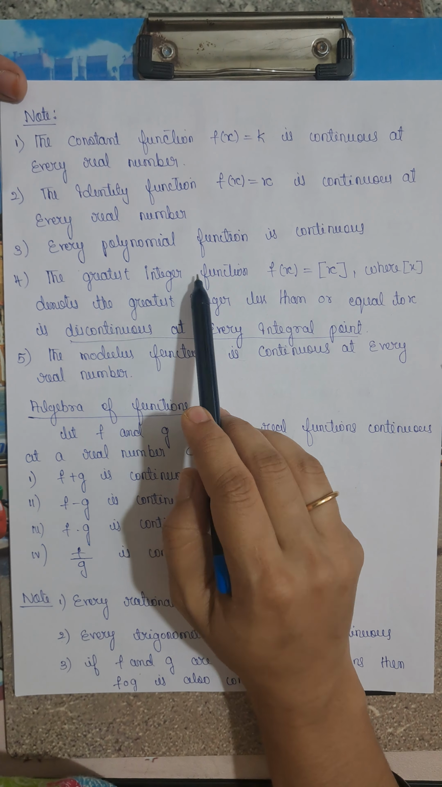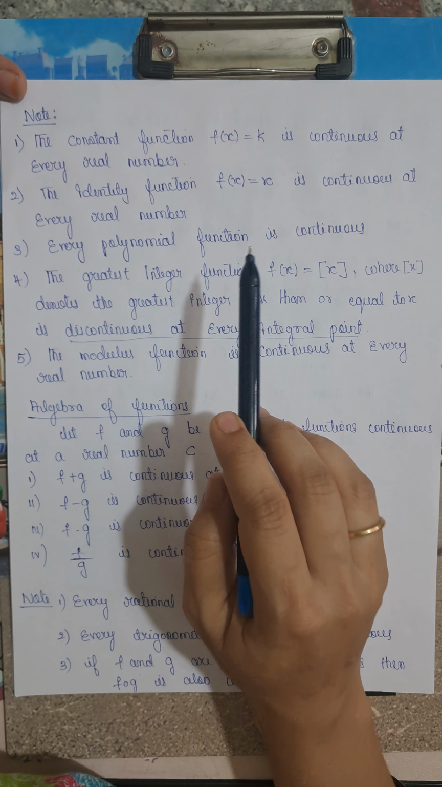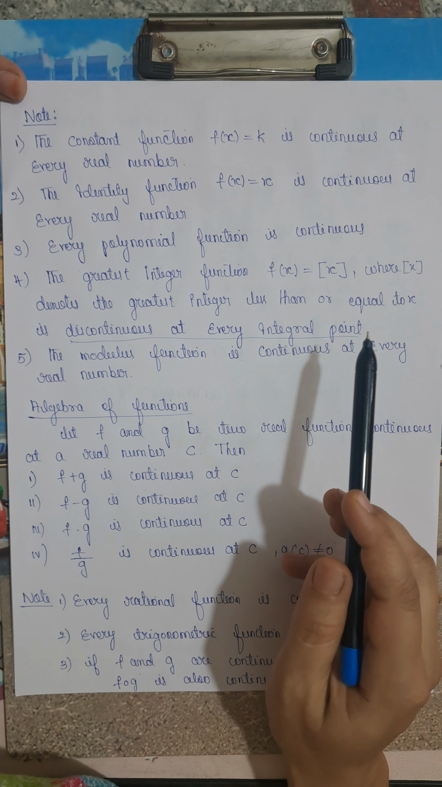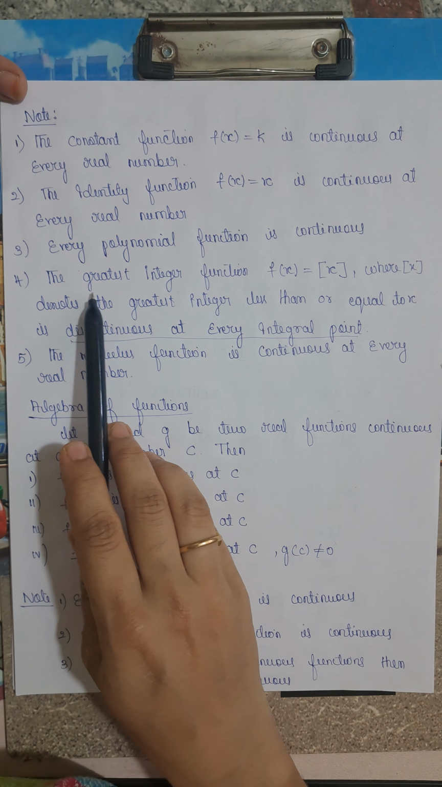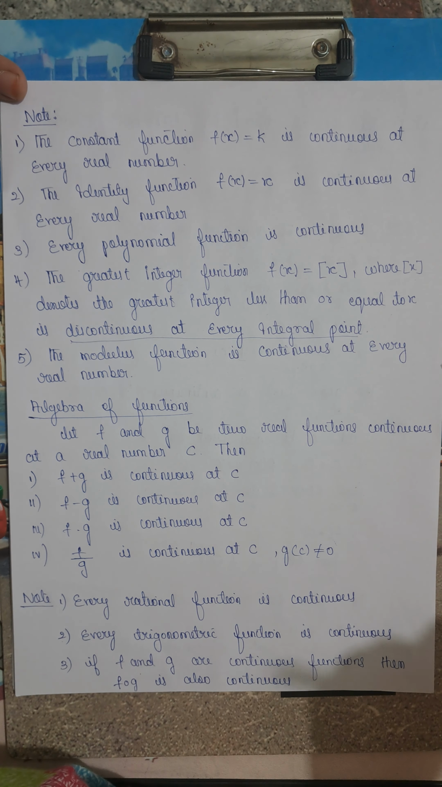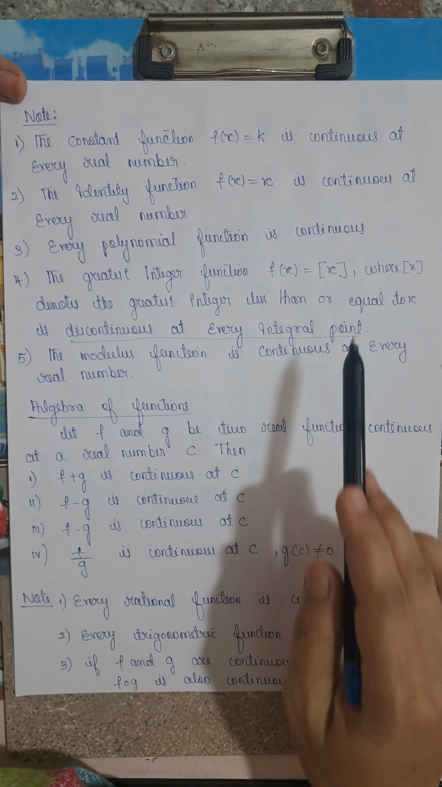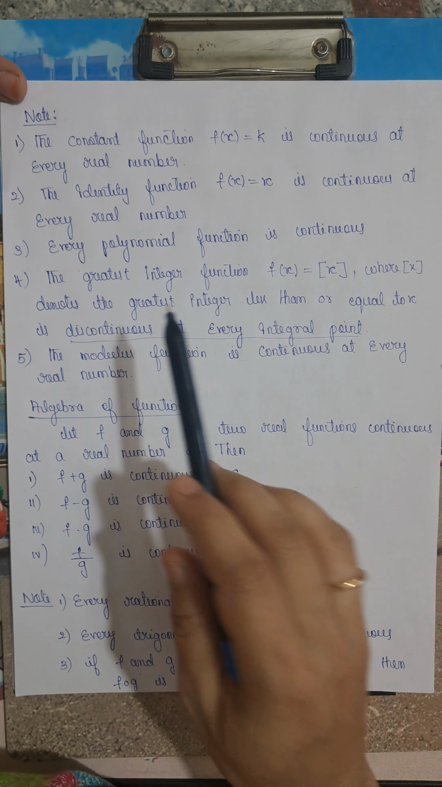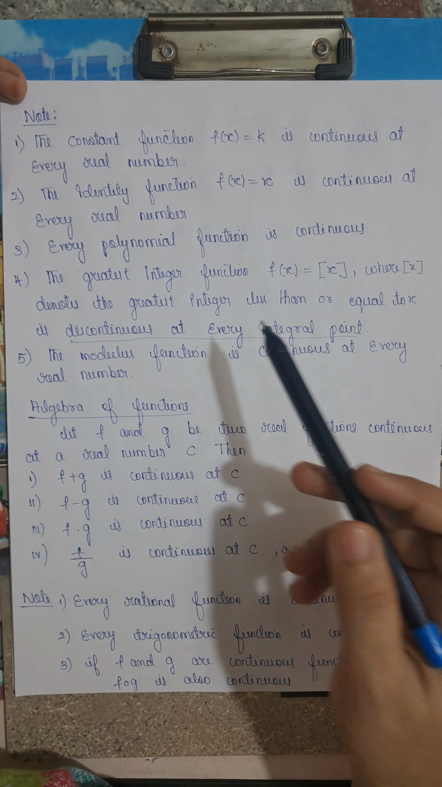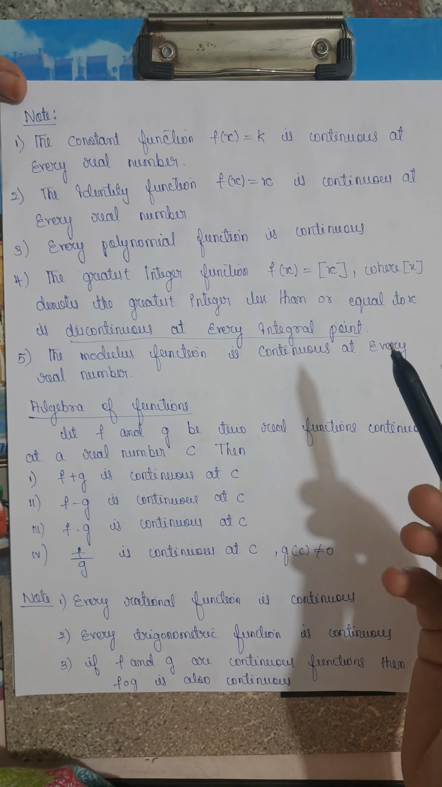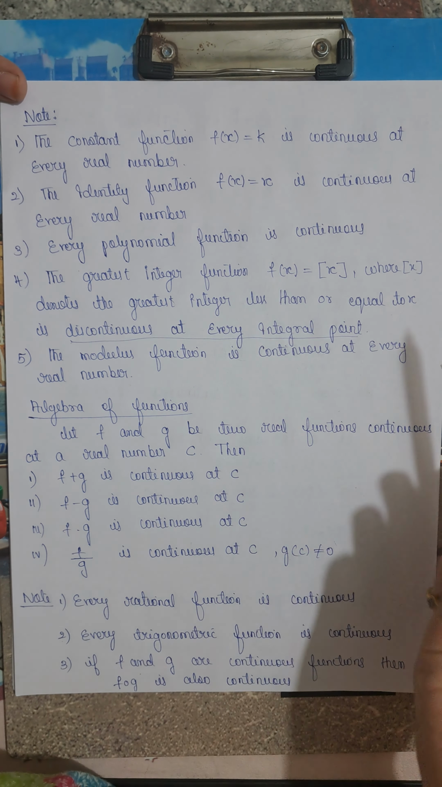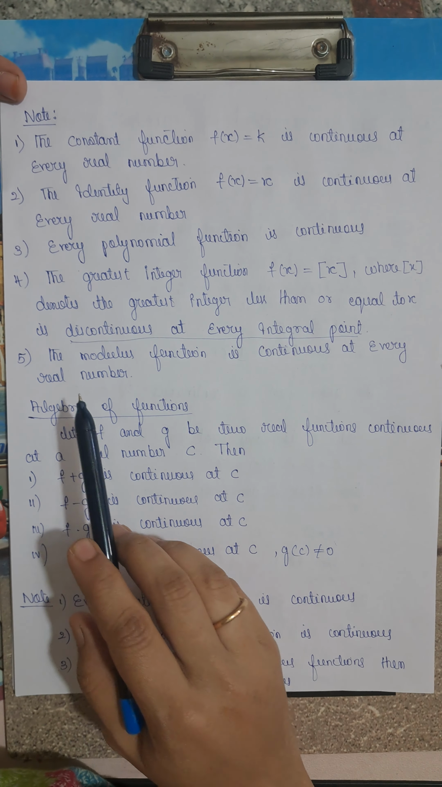But the greatest integer function is not continuous everywhere. It is discontinuous at every integral point. For example, at x is equal to -1, the greatest integer function is discontinuous because -1 is an integral point, nothing but an integer. So this implies that at every integer, the greatest integer function is discontinuous, whereas at decimal points, it is continuous. For example, 1.1, 0.1, 2.1, at all these points, the greatest integer function is continuous.